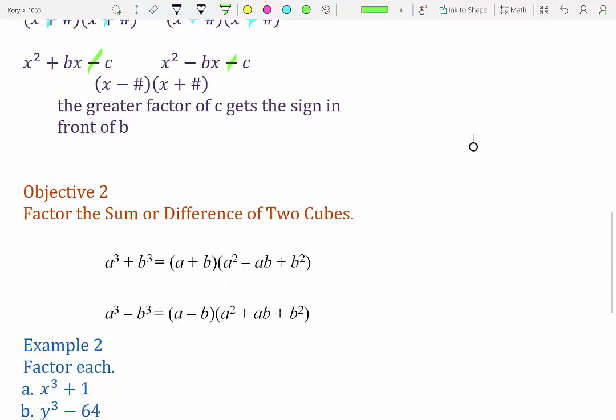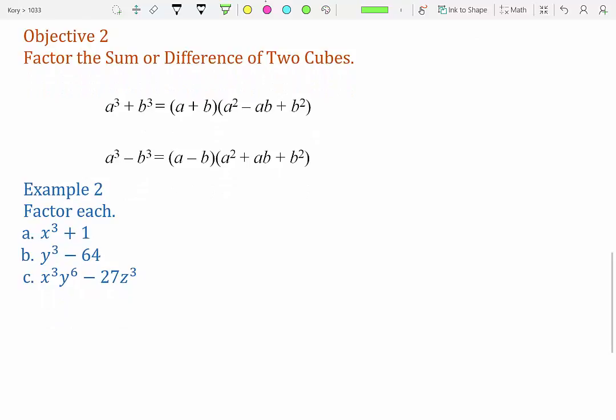So objective 2, factor the sum or difference of two cubes. So when we have perfect cubes, just like perfect squares, except perfect cubes are number times number times number. It's 3 times. If you have a sum, it's a plus b times a squared minus ab plus b squared. And if you have a minus, it's a minus b times a squared plus ab plus b squared. So what you want to do is take the perfect cube root out of each term and then plug it in for a and b.